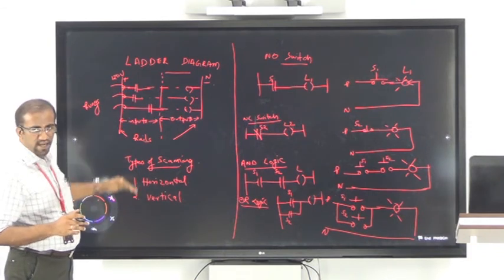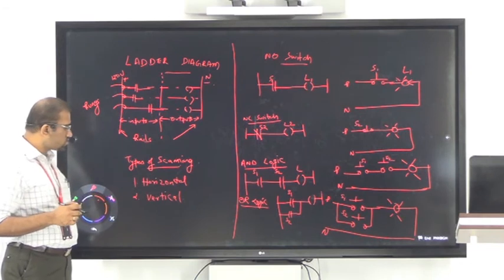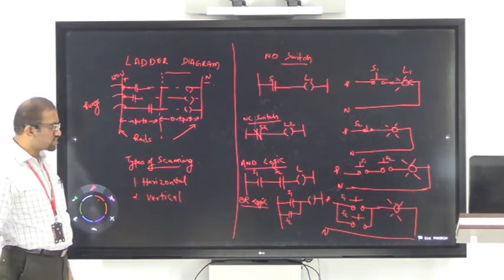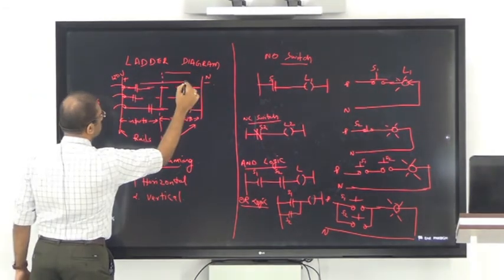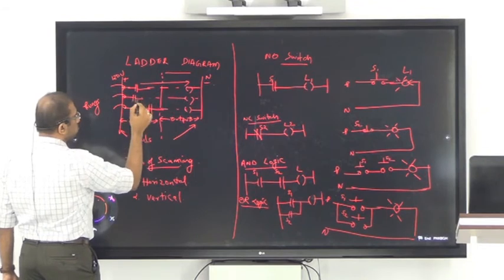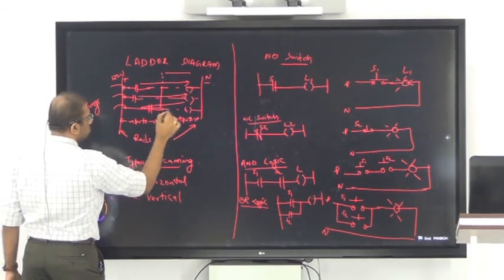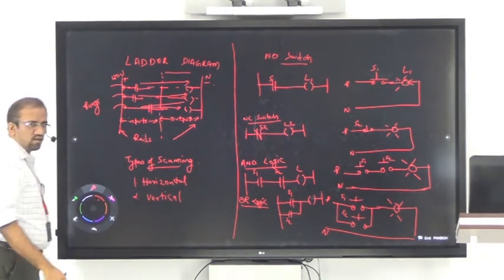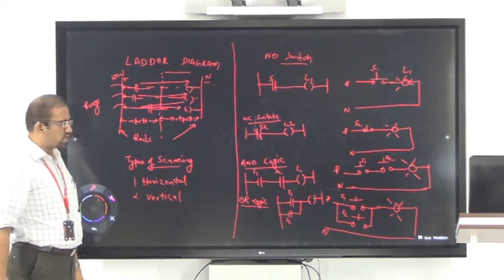While scanning the program using a PLC, there are two types of scanning. First one is horizontal scanning and second one is vertical scanning. In horizontal scanning, each rung by rung is scanned. That means after the first rung, coming to the first point of the second rung, it is scanned. Then coming to the first point of the third rung, it is scanned. So rung by rung scanning is known as horizontal scanning.